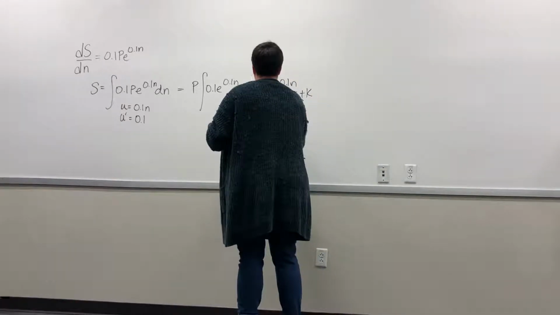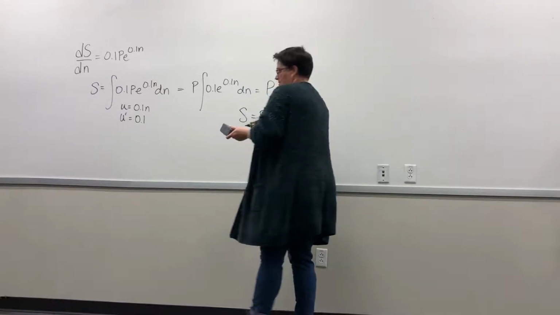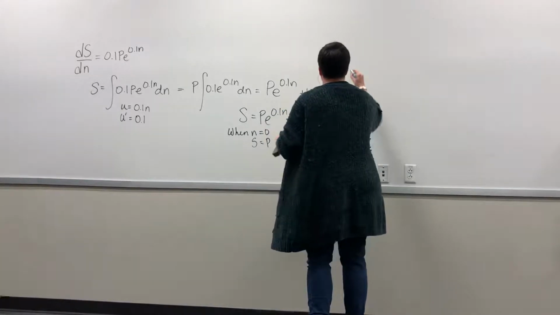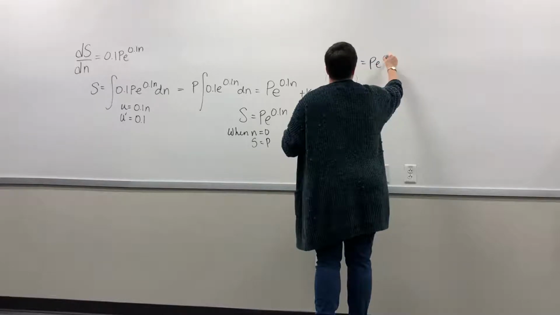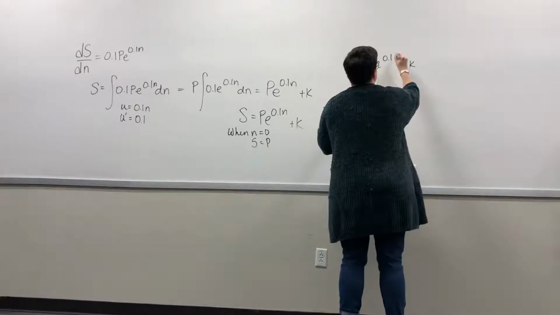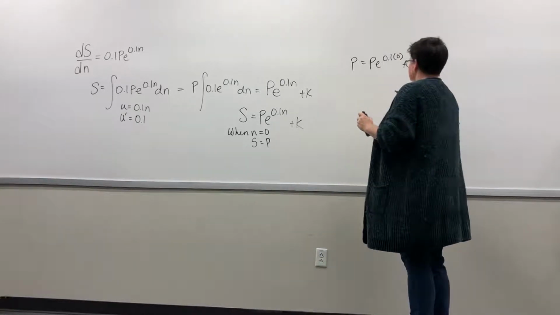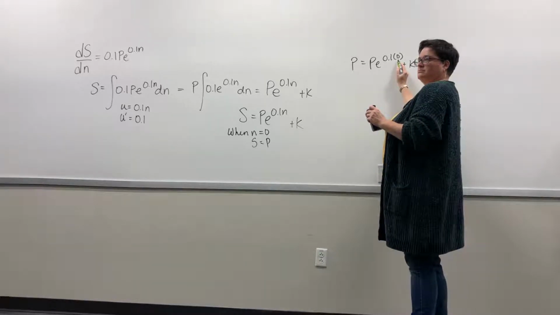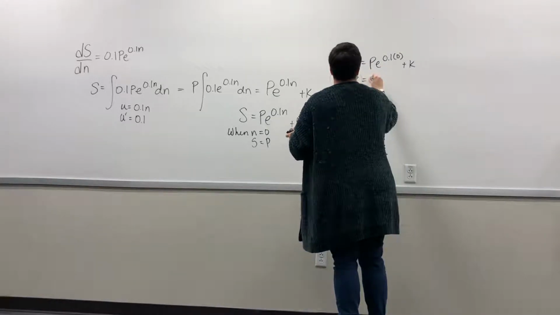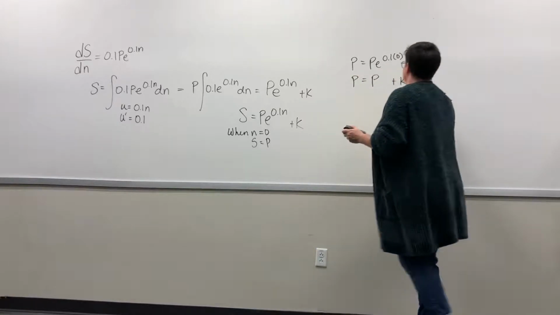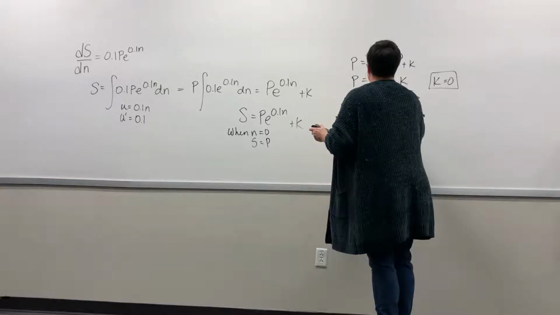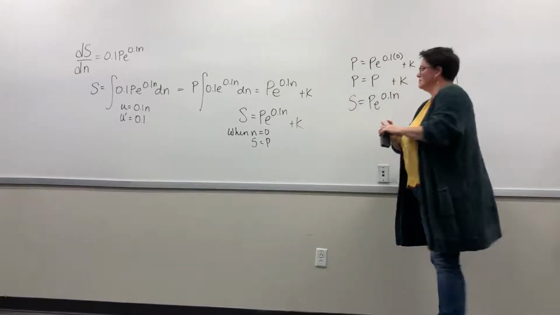When n equals 0, S is going to equal P, isn't it? So P equals P e to the 0.1 n plus k. Oh wait, n is 0. So what's 0.1 times 0? 0. And e to the 0th power is 1. 1 times P is P. So what does k equal? Yes, k equals 0 here. So my real future value function is P e to the 0.1 n.